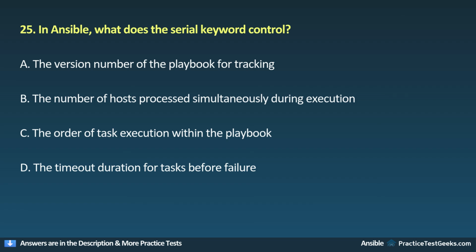25. In Ansible, what does the serial keyword control? A. The version number of the playbook for tracking. B. The number of hosts processed simultaneously during execution. C. The order of task execution within the playbook. D. The timeout duration for tasks before failure.